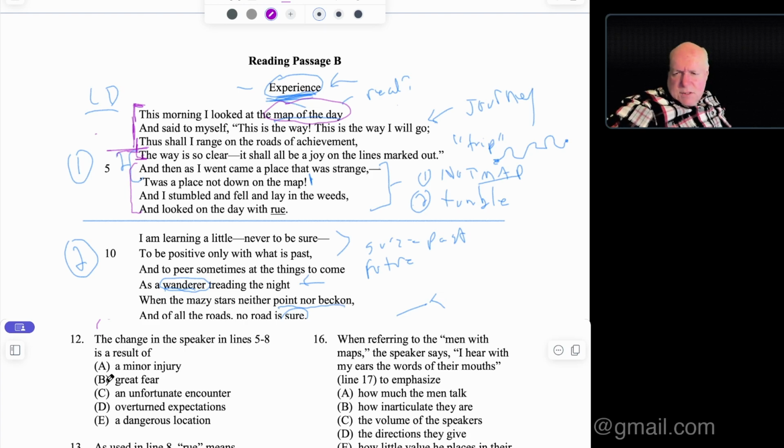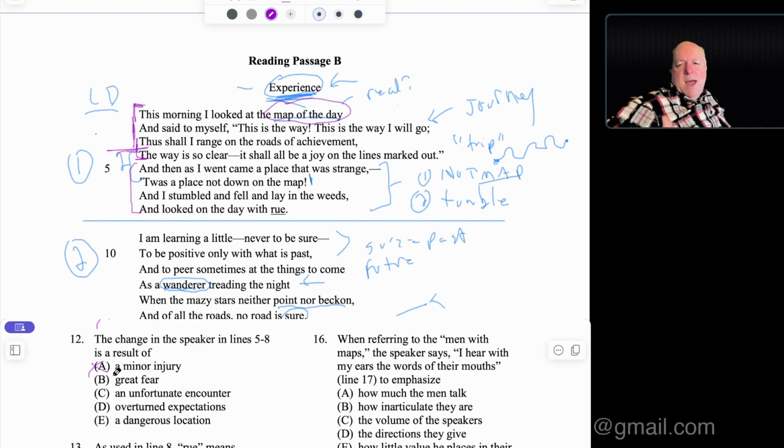The change in the speaker is a result of what? A minor injury? Well, at this point, you should know it's metaphorical, so the author didn't literally stumble. They're talking about they kind of made a goof up of some sort, right? They have fear.